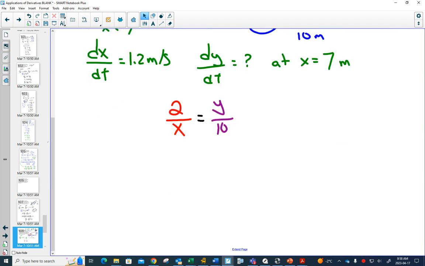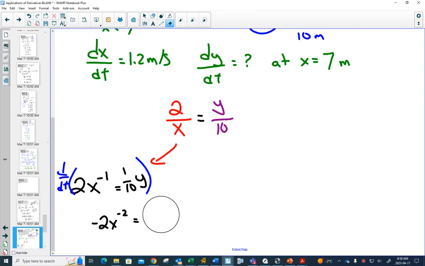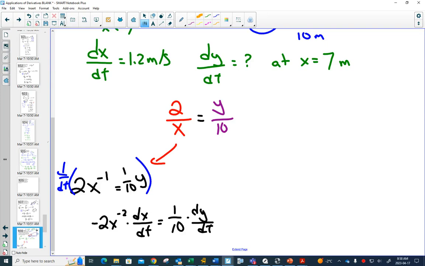Option 1. You decide that you would like to change that to 1/10, and you take the derivative with respect to time of this equation. We'd have a chain rule here. The -1 would come out in front, subtract 1 from the exponent, times dx/dt. The derivative here would be 1/10 dy/dt.